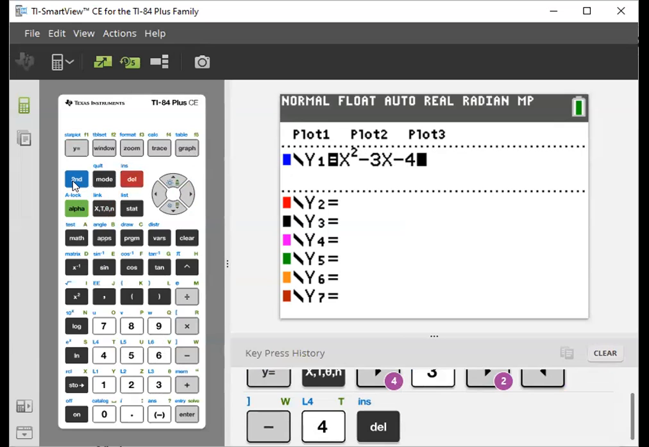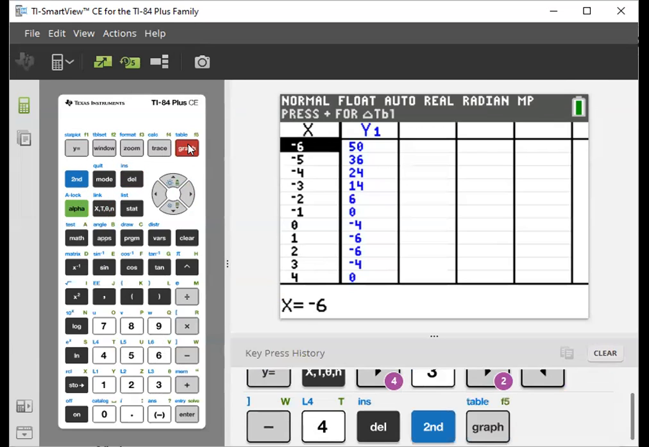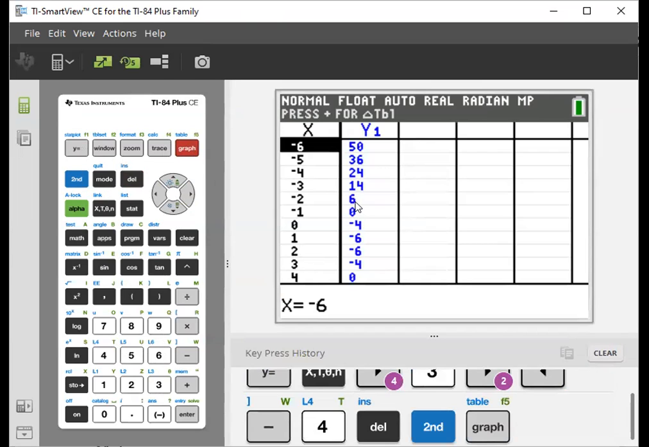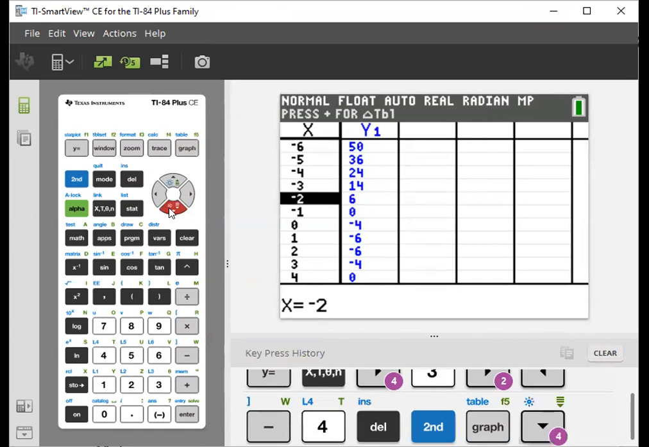So when I go to second graph to look at my table, I'm wanting to know what -2 is. It looks like it's 6. We also have +2, which looks like it's -6. And we said 5, and I'm going to have to scroll down to get to 5. But 5 is +6. Okay, so I just jotted down my points there. So I'm going to go back.